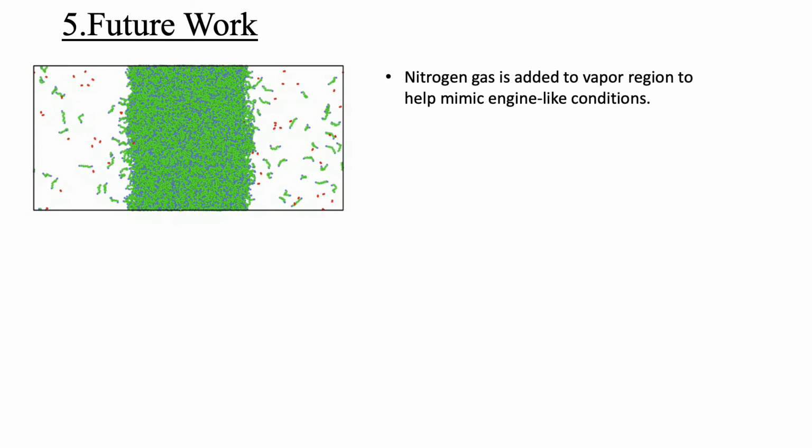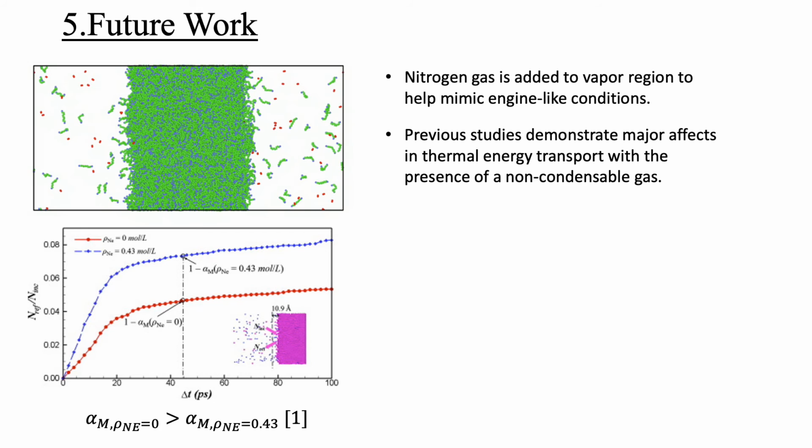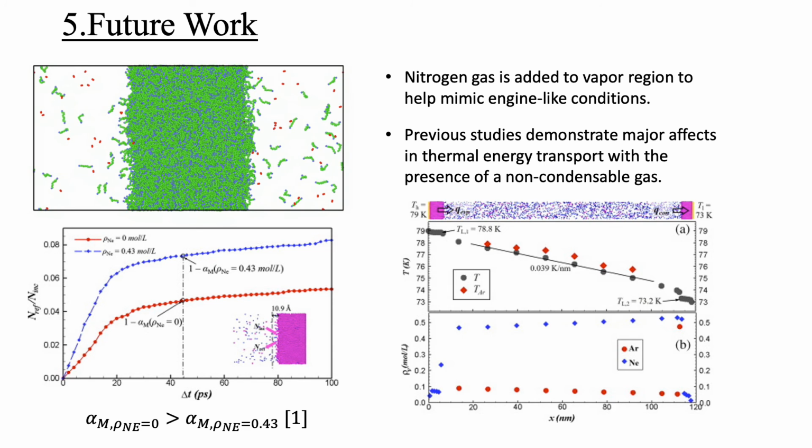Building on these results, the future of the project relies on the further development and validation of these relations in more complex simulations. One of these simulations is the introduction of nitrogen gas in the vapor region in order to mimic the engine-like conditions a fuel nanodroplet would experience during combustion. This simulation is important based on past studies of argon in which the introduction of a non-condensable gas altered the results, such as decreasing the MAC for argon, and also introducing the conduction mechanism during the evaporation-only simulation. This is due to the many collisions now generated between both sets of gases in the central vapor region.